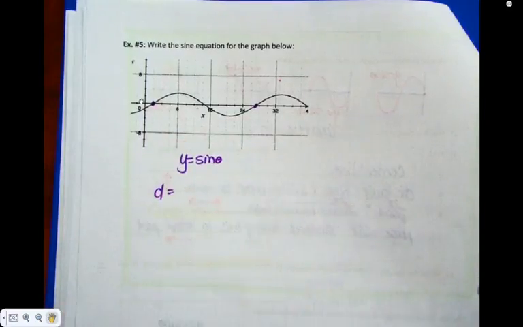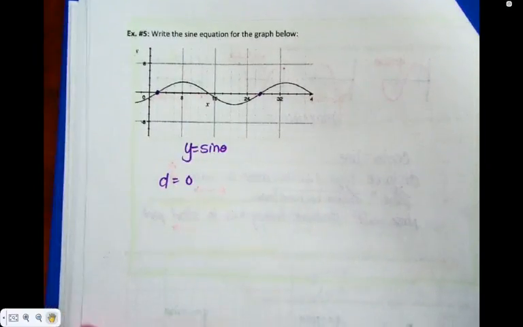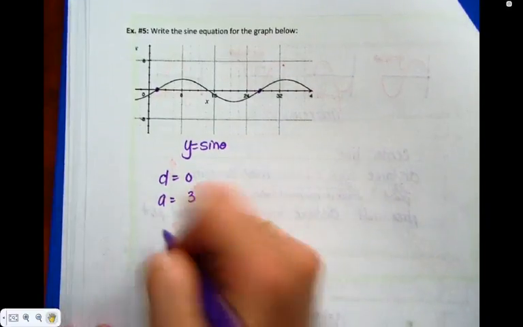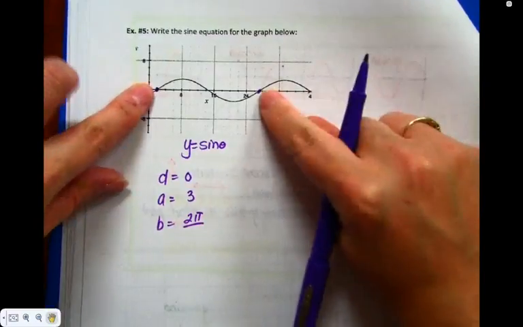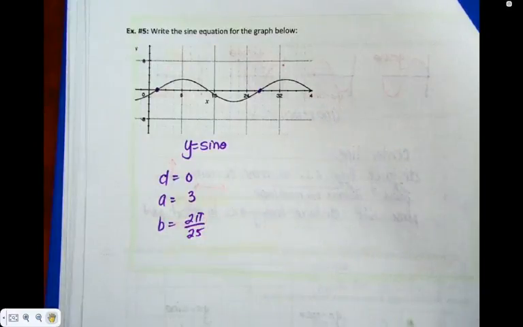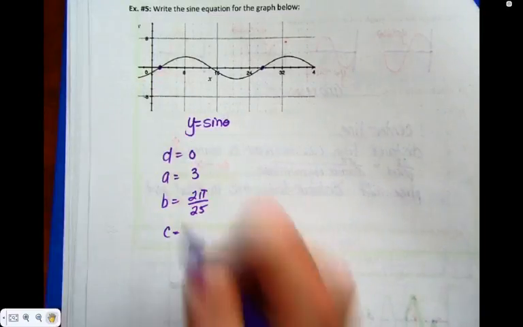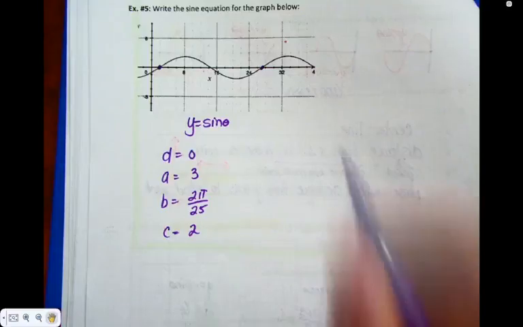Okay, center line. Heard 0? Amplitude. Offer of 3. B value, 2 pi divided by the period. Period's from here to here, which is 2 pi and 25. C value, how much did we shove it over? Now we're just going to put it in.